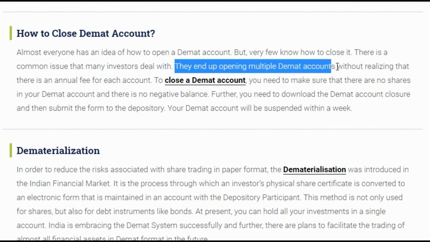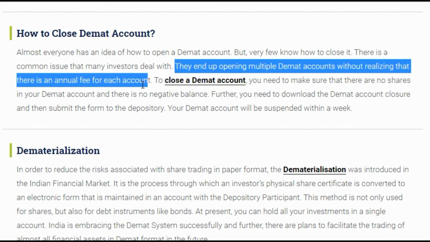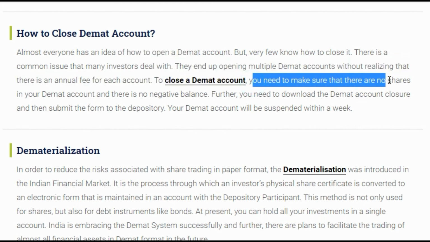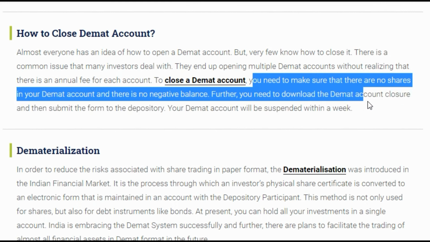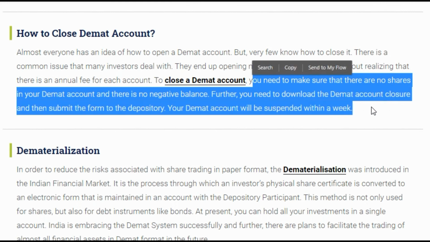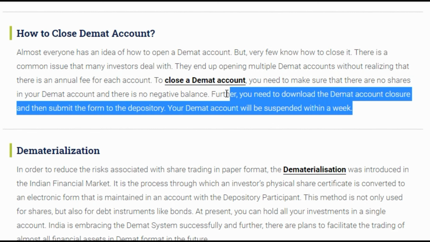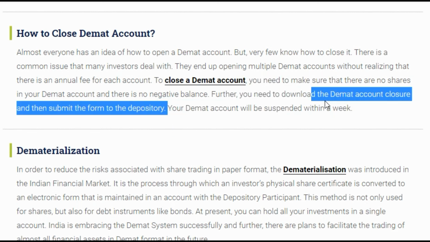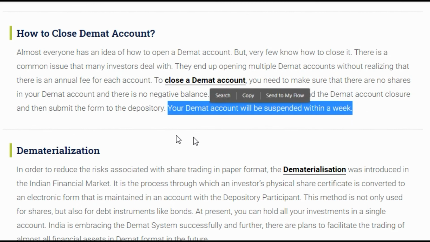They end up opening multiple Demat accounts without realizing that there is an annual fee for each account. To close a Demat account, you need to make sure that there are no shares in your Demat account and there is no negative balance. Further, you need to download the Demat account closure form and then submit the form to the depository. Your Demat account will be suspended within a week.